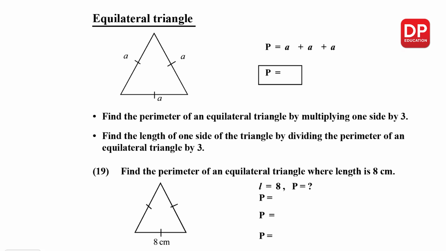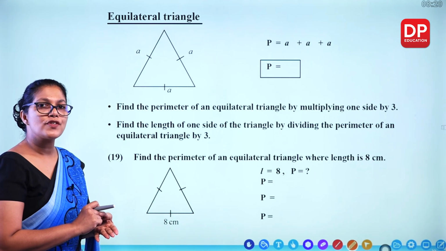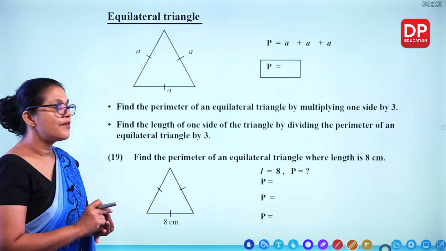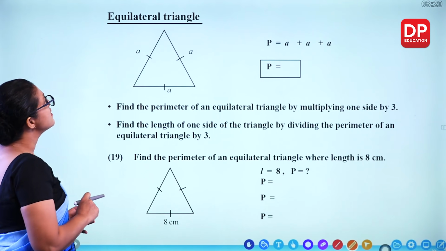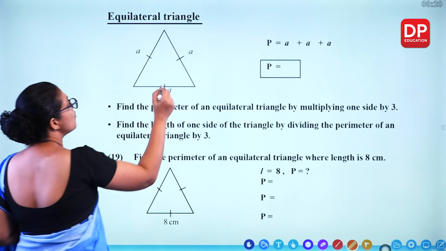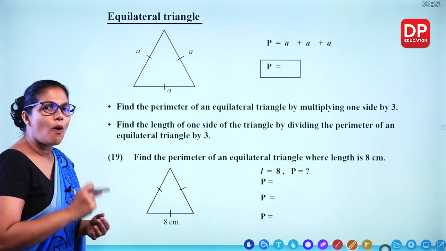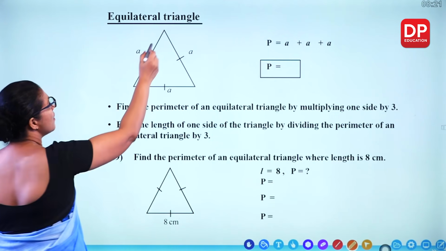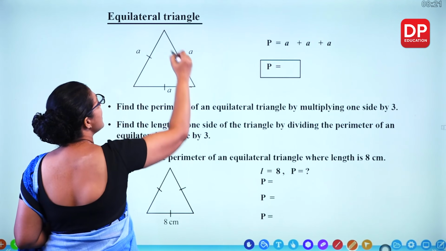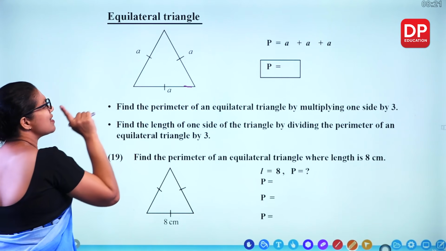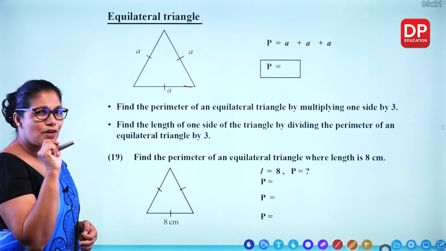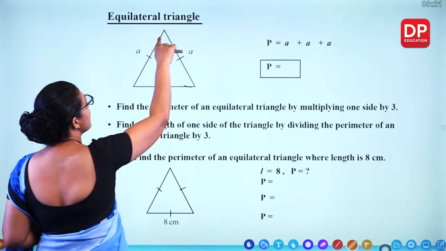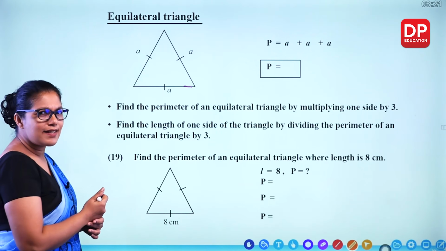Equilateral triangle. So we did the perimeter of a square and the perimeter of a rectangle. Now this is an equilateral triangle. What does equilateral mean? All sides are equal. If this is A, this is also A, this is also A. And what's the other property of an equilateral triangle? Each angle is 60 degrees.